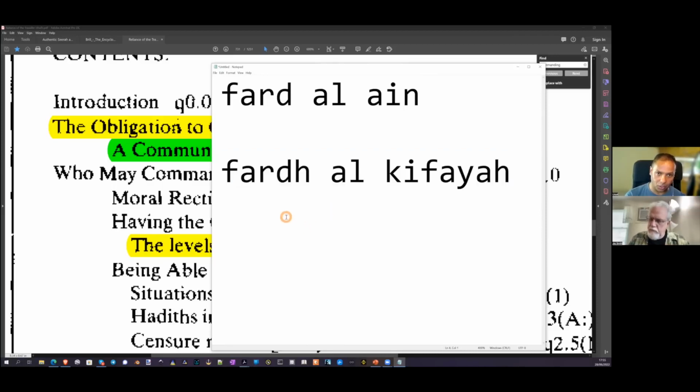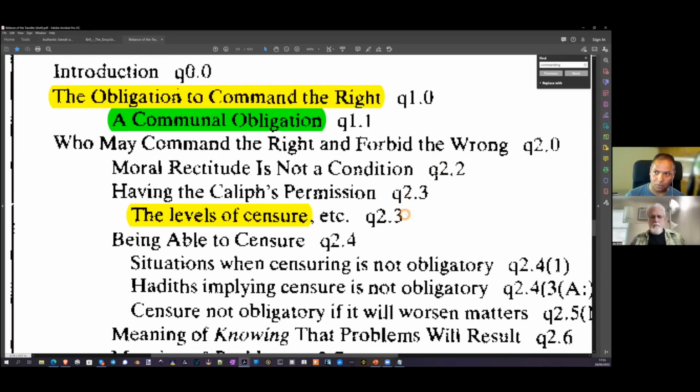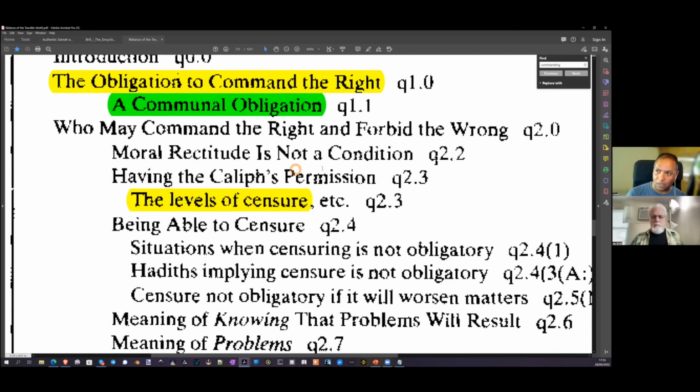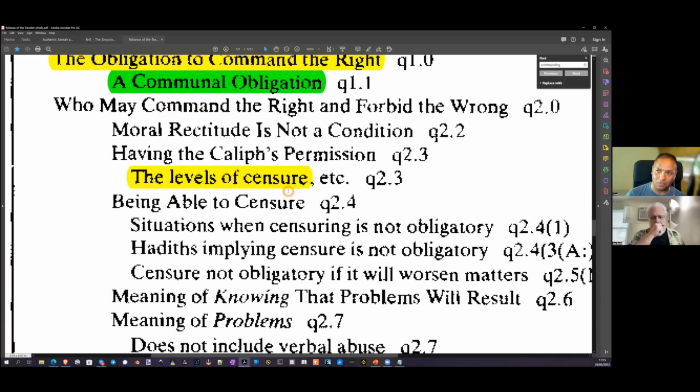These are very important. The prayer is a communal obligation. The jihad is a communal obligation. Please understand there's at least 14 kinds of jihad. So if you're not performing violent jihad, there are other kinds of jihad that may also be performed. Now, let's have a look. There's an obligation upon the community to command the right. It is a communal obligation, and there are levels of censure.